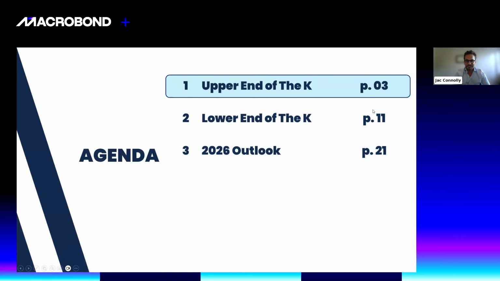And no one ever wants to be the guy that has to follow Leo, but that's how the cards were dealt. So I thought it would be fun to build on Leo's presentation and really dissect the legs of the K-shaped economy. So first, I'll talk about the upper income consumers who remain incredibly resilient. Then we'll move on to the lower income consumers who are under increasing strain. And then I'll conclude with an outlook for 26 before we open it up for questions.